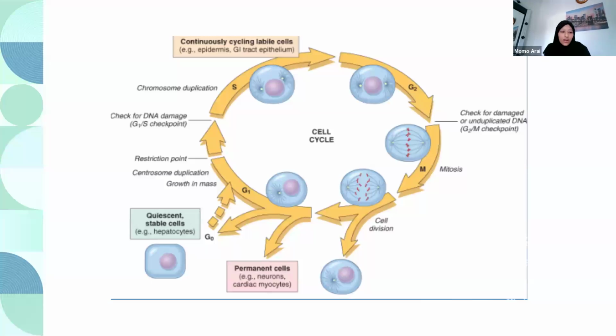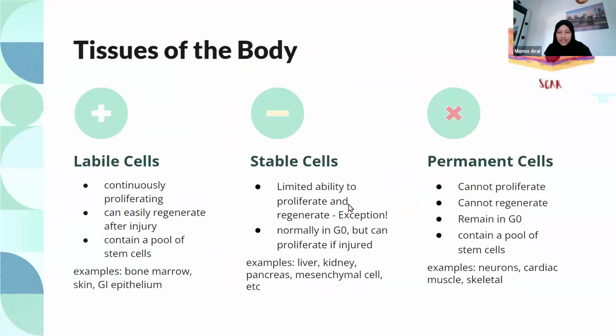Okay. So here I'll go back to the slide, but basically stable cells are between labile cells and permanent cells. Labile is continuously proliferating, think of your skin or your hair cells that every day can grow, right? Permanent cells are the opposite. They cannot at all, such as your nerve cells or your heart tissue and so on.